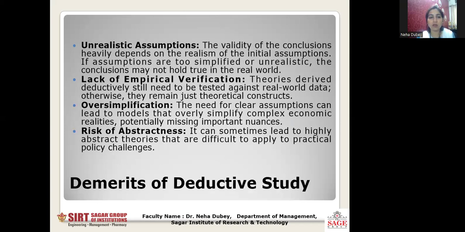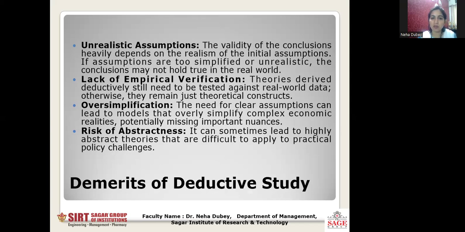Definitely, if assumptions are too simplified or unrealistic, the conclusion may not hold true in the real world. So this study is totally based on assumptions. When choosing a certain problem, we need to identify the assumptions, and then we have to work to resolve that problem into specific solutions.